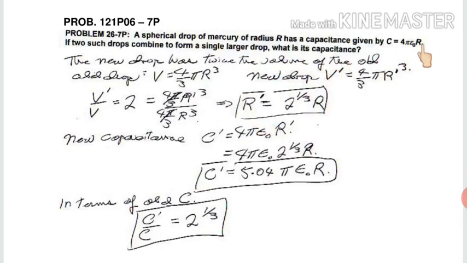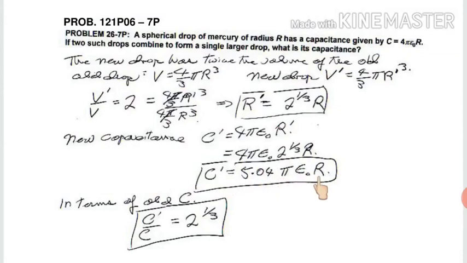So we know the formula for the capacitance of a spherical body. It is 4 pi epsilon naught r. So for the new larger drop, the capacitance will be C dash is equal to 4 pi epsilon naught r dash. And what is r dash? 2 to the power 1 by 3 r. So in place of r dash we will substitute 2 to the power 1 by 3 r. And when we multiply 4 by 2 to the power 1 by 3, we have this. So the capacitance C dash is equal to 5.04 pi epsilon naught r.